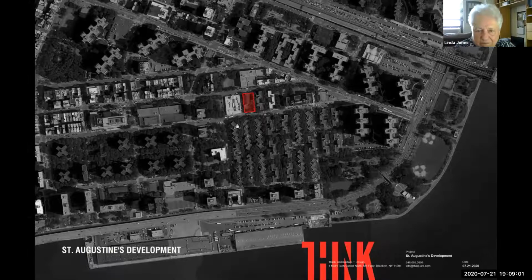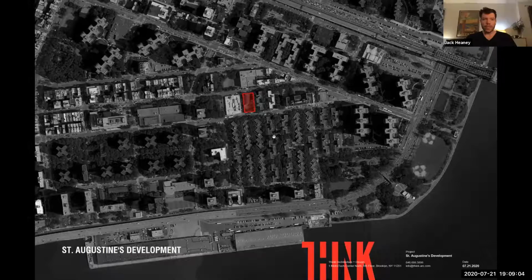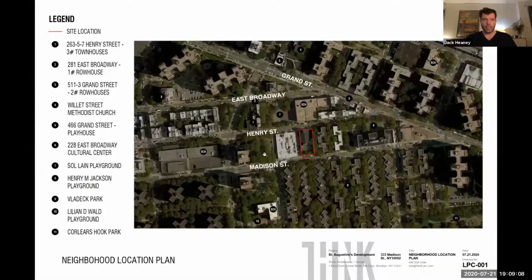Yes. Great. So the first few slides are just some context slides to show you the location for folks who may not be familiar with exactly where St. Augustine is. As some orientation, the site is between Henry and Madison Street, close to Grand and East Broadway. PS 134 is across the street, and the Vladeck Homes are here to the south.